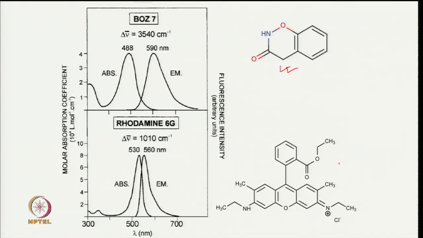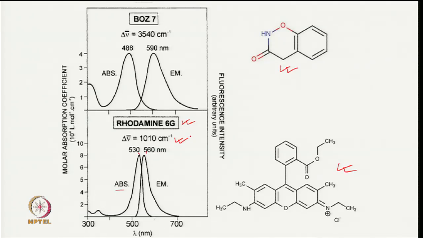Now, look at another molecule. You can see there are a lot of aromatic rings and conjugated systems. So, these molecules are typical fluorophores. This molecule is rhodamine 6G. It absorbs at 530 nanometer and emits at 560 nanometer. So, your delta lambda is 30 nanometer and delta nu bar is 1010 centimeter inverse for rhodamine 6G. So, this is the Stokes shift for rhodamine 6G.